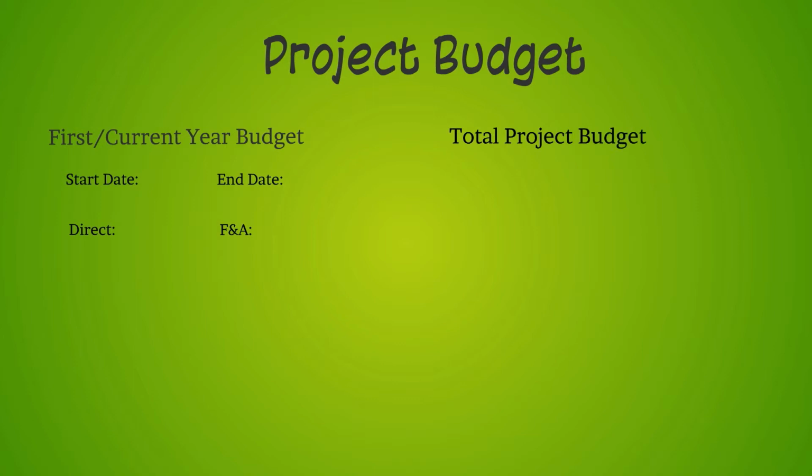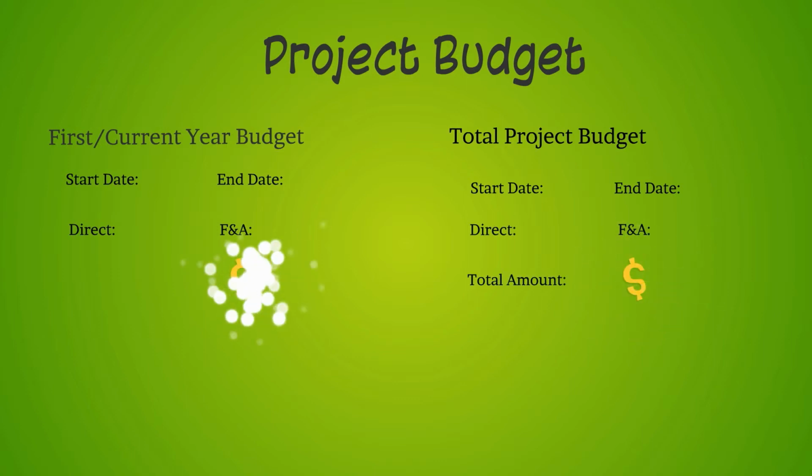The project budget section lists the first year budget on the left-hand side that includes the first year start date and end date. The direct cost and F&A costs are listed separately for the first year only. The right side reflects the start and end dates for the whole project, including the total amount of direct costs and F&A costs for the whole project. The total amounts are automatically calculated.